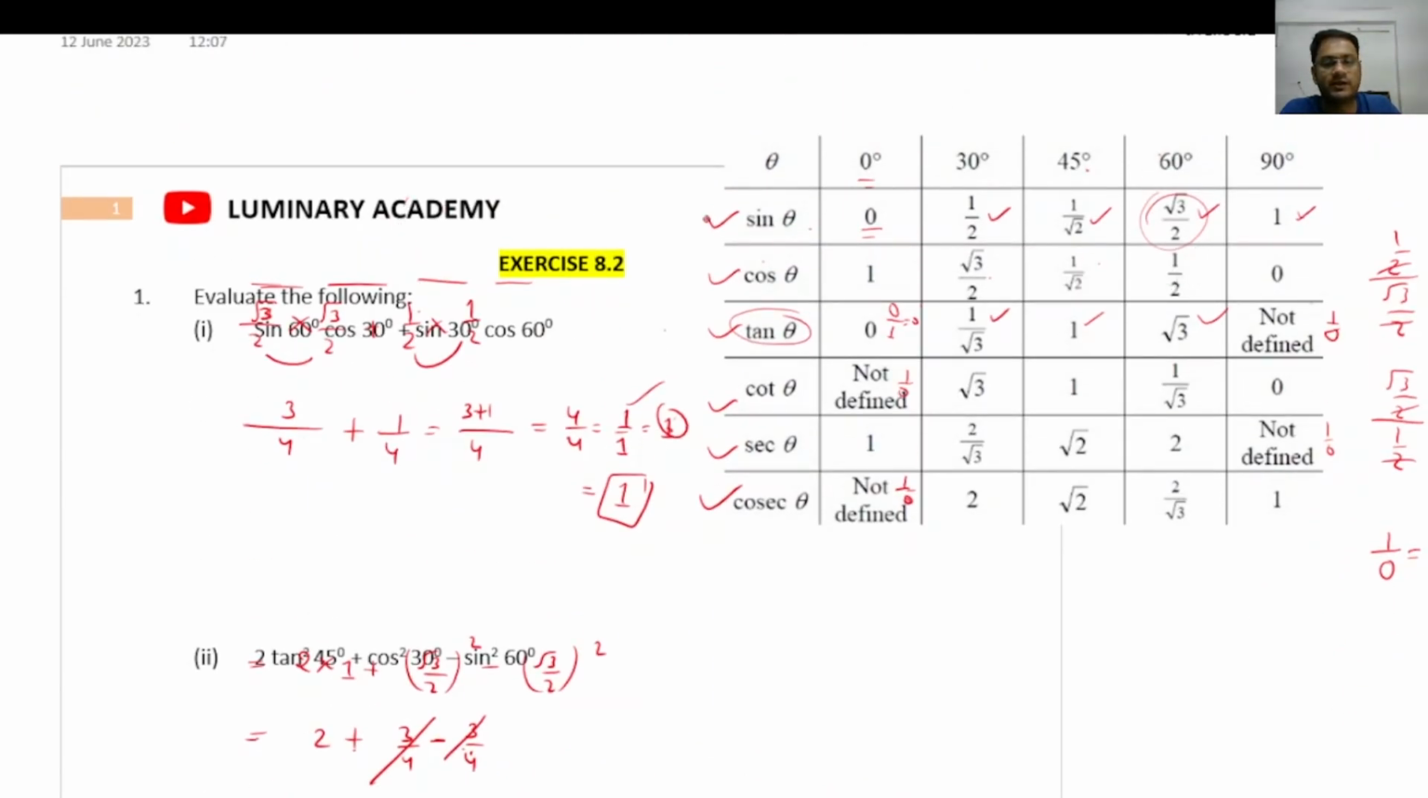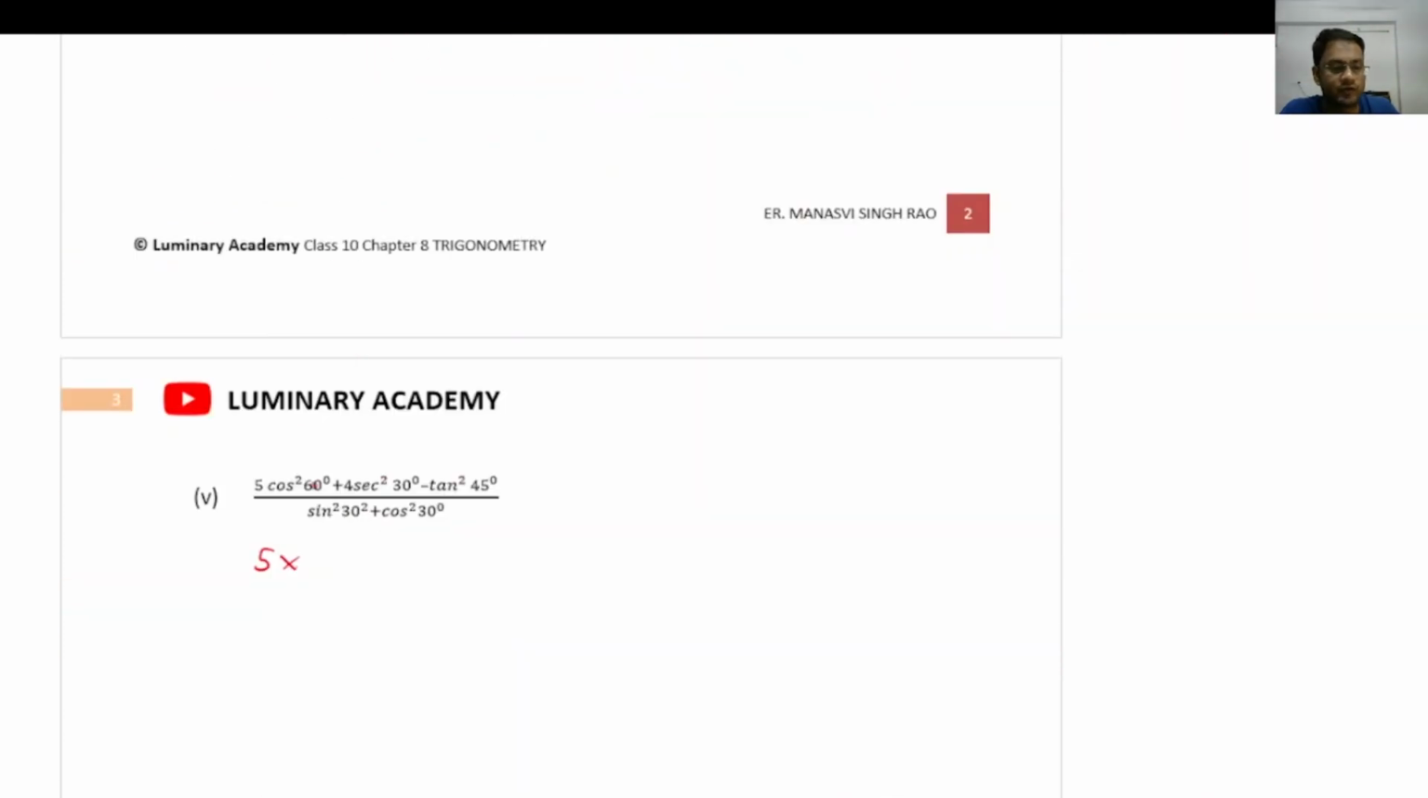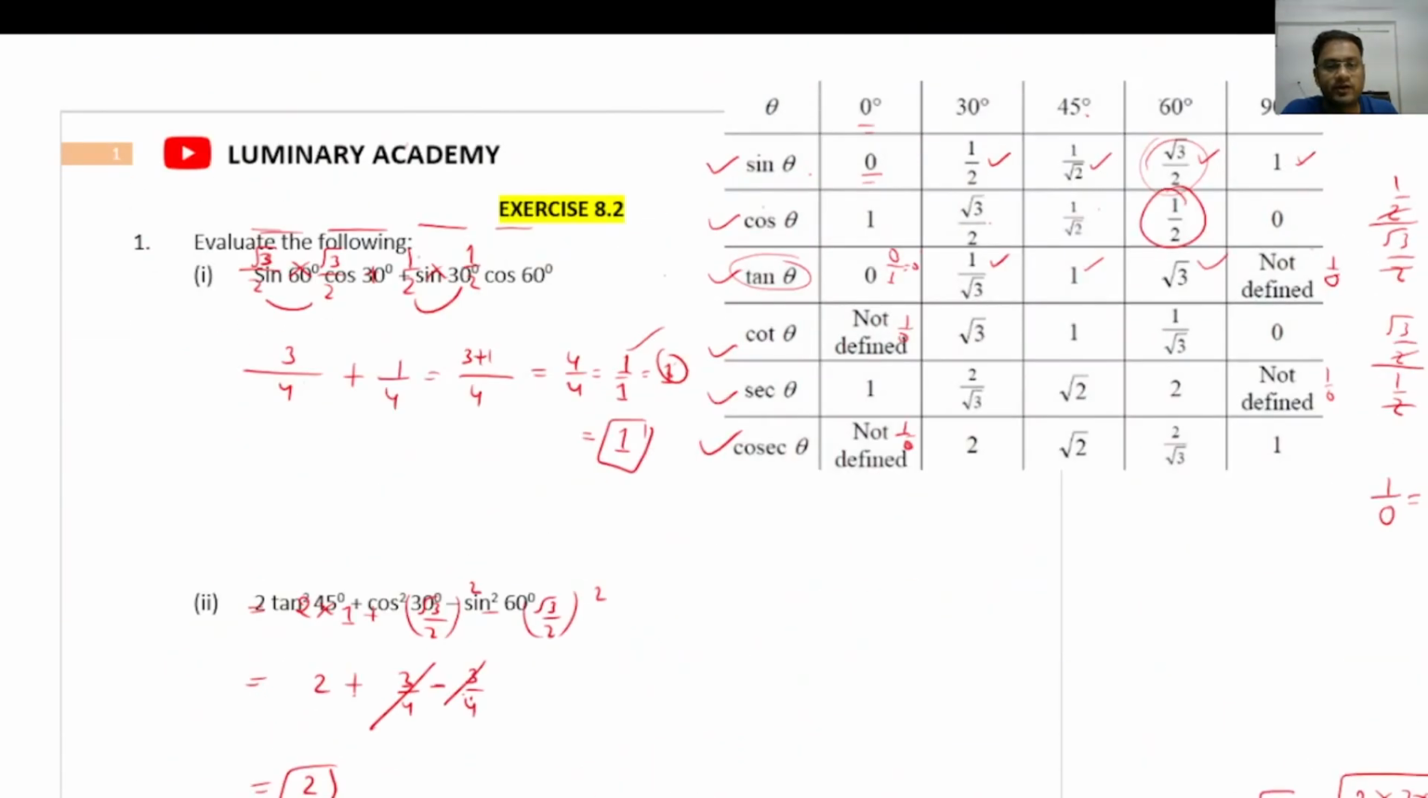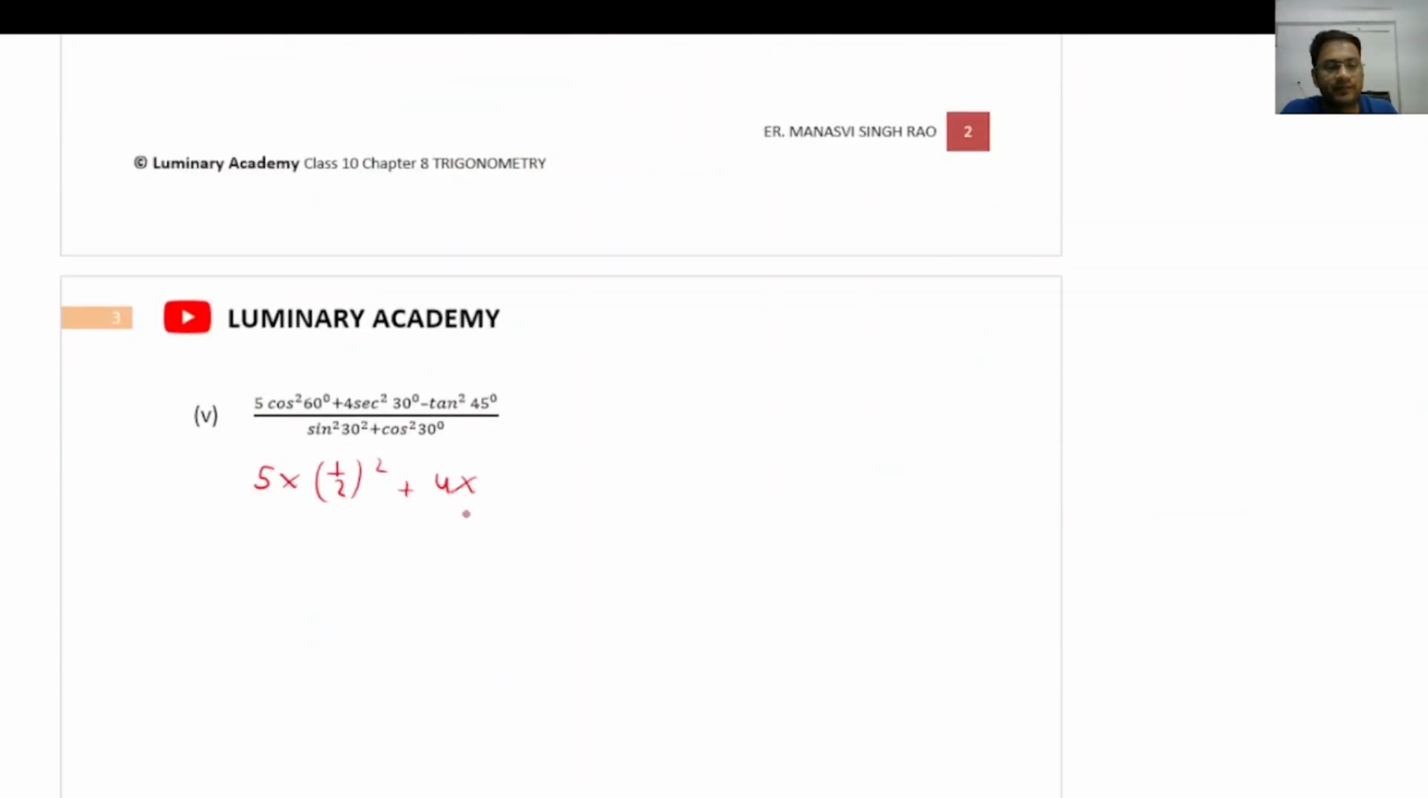You can see here it is written 1/2, so you can put it there, and as it is the square of cos 60, it is 1/2 whole square plus 4 times sec 30. Now sec 30, I think it is actually sec square 30. Sec 30 is 2/√3, so 4 times (2/√3) whole square minus tan 45, which I already know is 1, and then divided by sin 30, which is 1/2, so 1/2 whole square plus cos 30.